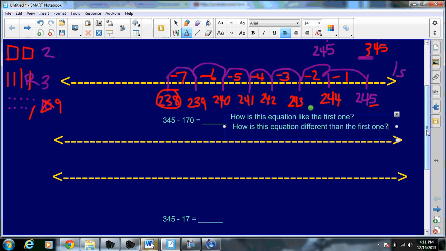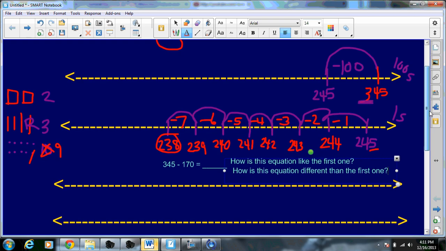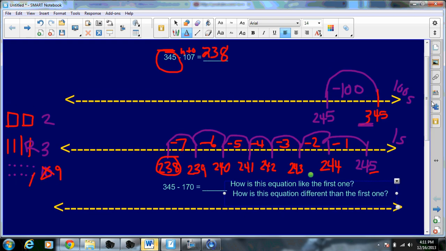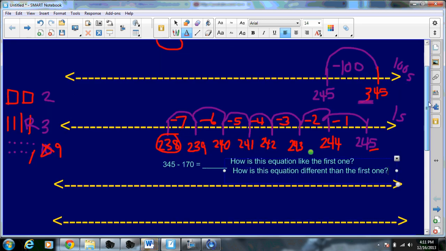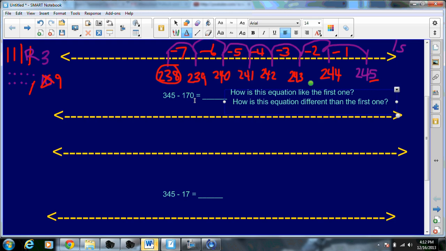So you're going to look at these two equations here and tell me how they are alike. What is the same about them? And you're going to look back and tell me what is different. So you're going to compare and contrast them. Of course, I would like to know the answer.